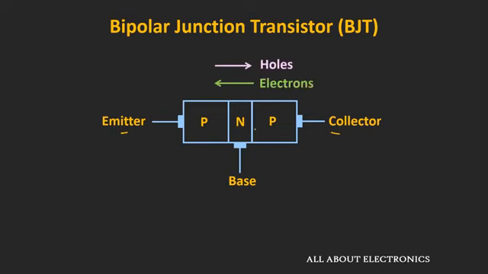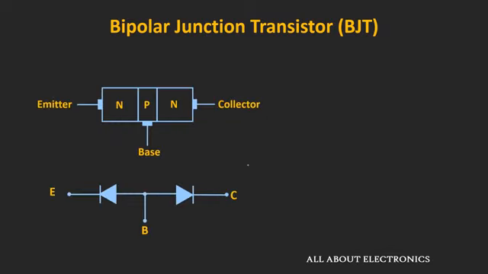Now, if you look inside this BJT, there are two PN junctions. One is between the emitter and the base, and the second is between the base and the collector. It appears as if two back-to-back diodes are connected in series. But actually, it won't behave like that.